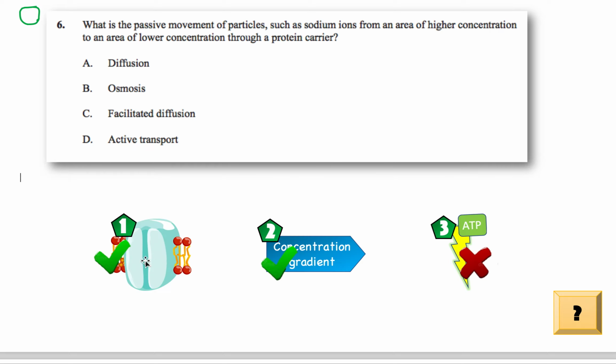So automatically what we're going to do is, again, look at this. Do we need a protein carrier? Yes. Do we need a concentration gradient? Yes. Do we need ATP? No, because we have a concentration gradient. So because we have this protein carrier, we know it's not simple diffusion, because simple diffusion requires no protein. But because we have a concentration gradient, this means it's not active transport, because active transport does not require a concentration gradient. And again, it's not osmosis because we're moving sodium ions. We're not moving water. So it's going to have to be C.